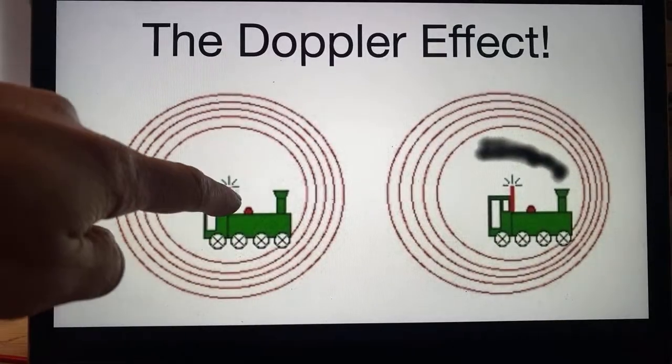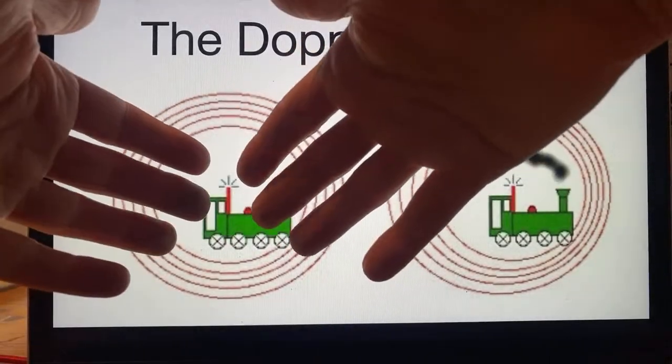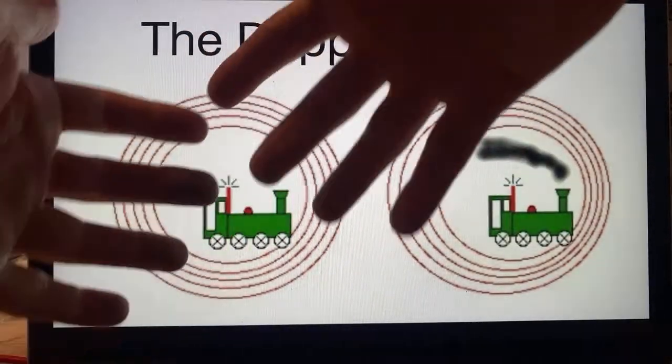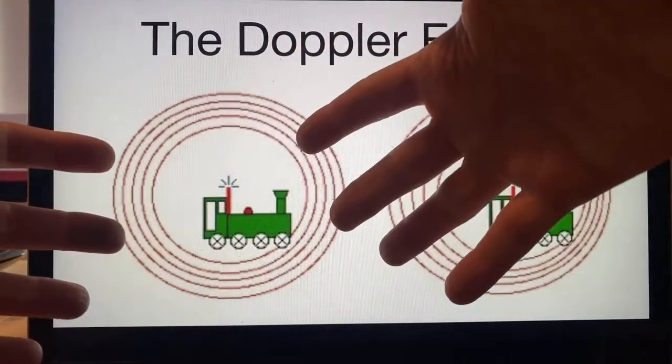Here we've got a train, and the whistle on the train is blowing, but the train is not moving, okay? So as you would expect, the sound waves are going from the whistle, spreading out in all different directions, because this is a uniform medium, probably air. So that is just what you'd expect.